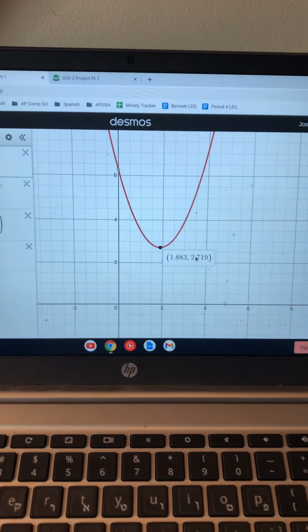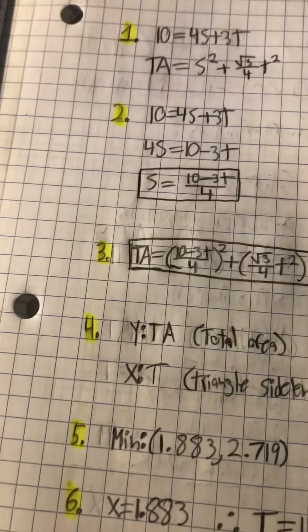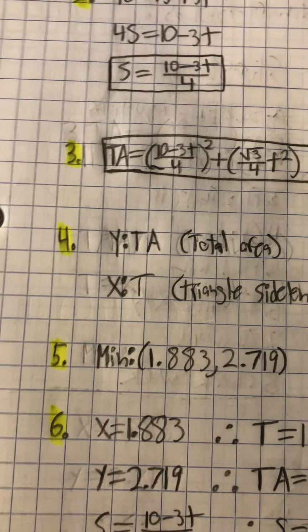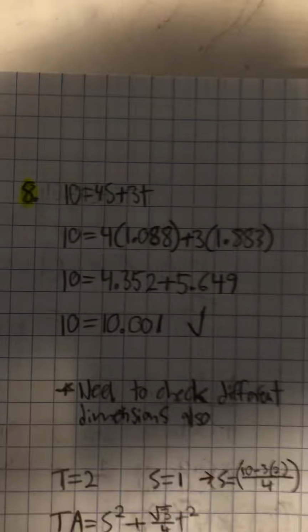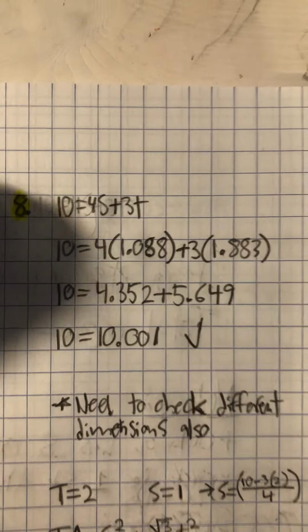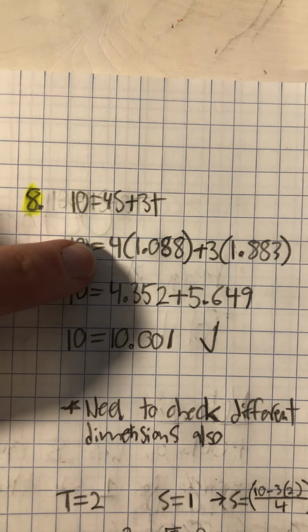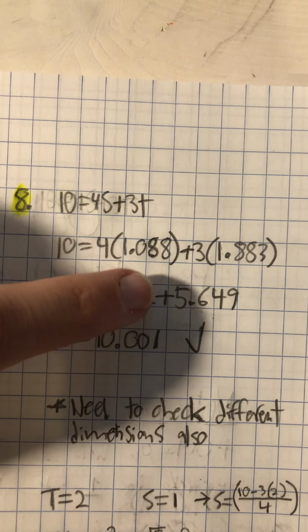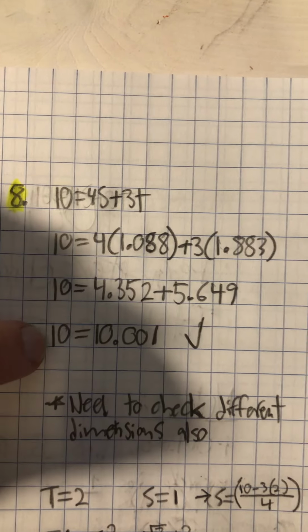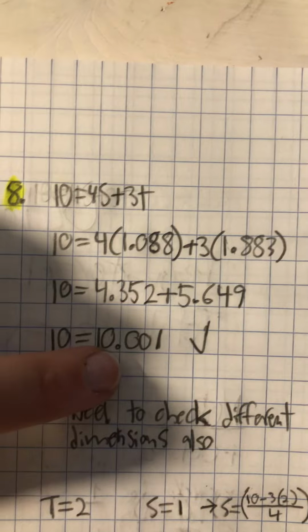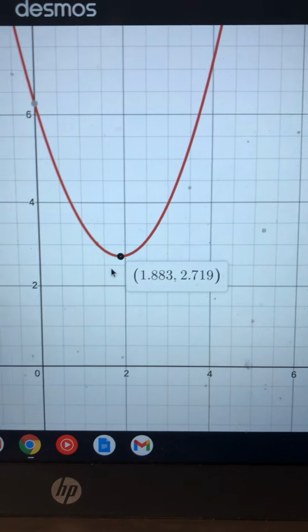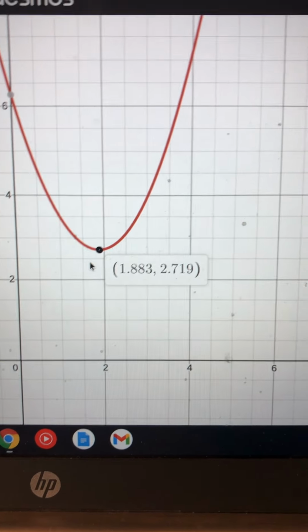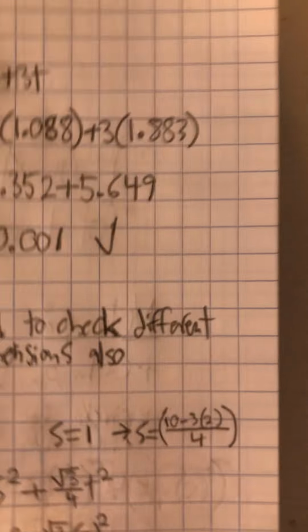Okay, now we're just going to check our work because we got the correct answer. Minimum, it looks right, but we just want to make sure it actually gets a perimeter of 10, and then we're going to check an upper bound and lower bound. That's another great way to check the work. So first, I wrote 10 equals 4s plus 3t. Now I plugged in 1.088 for square side length and 1.883 for triangle. I did the math, and I got 10 equals 10.001. We're going to count that as a check because, if you can tell, Desmos only rounds to the nearest thousandth. So we're correct, even though it's off by 1/1000.